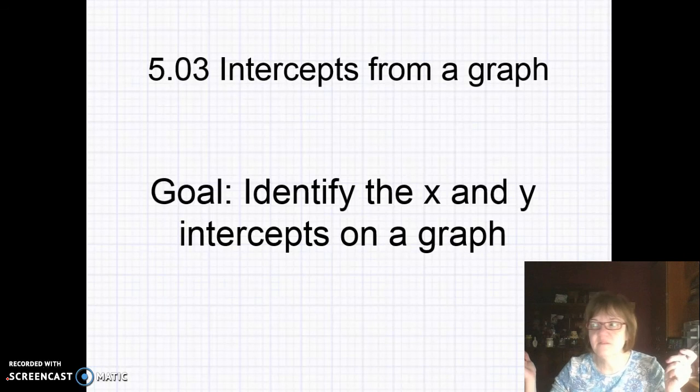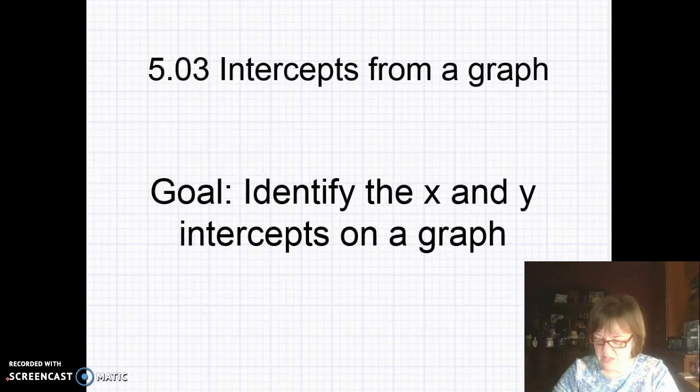Okay, we're all done. Pretty good, huh? Okay, so now I want you to practice. Hopefully by now you can identify the x and y-intercept when you see them on a graph.